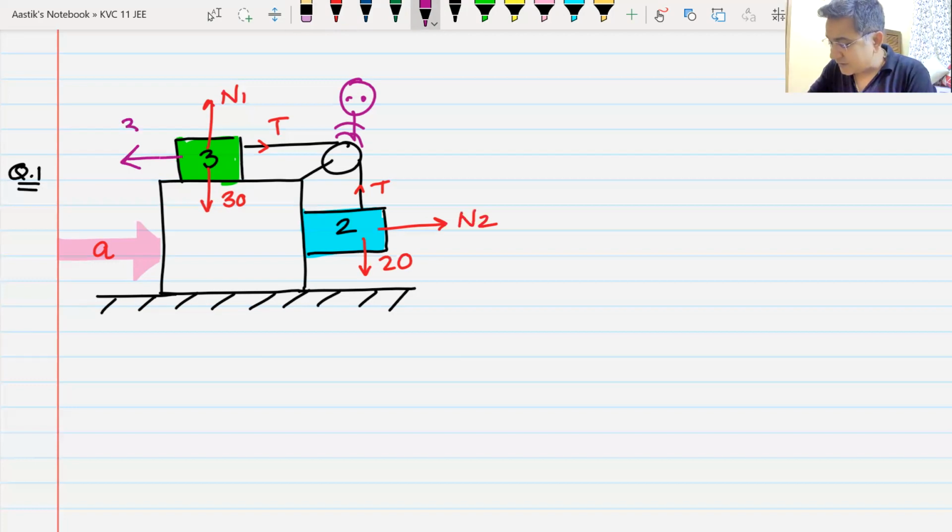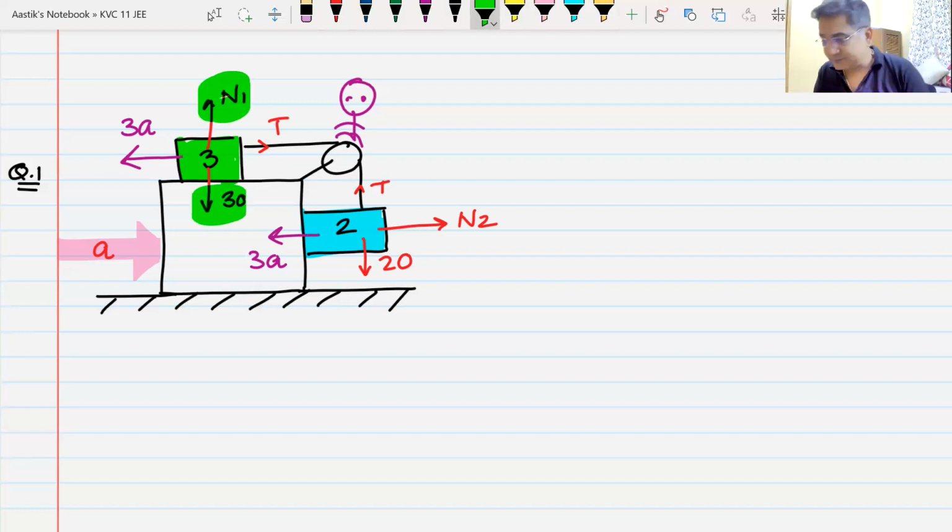So this will be 3 multiplied by A. 3 is mass, A is acceleration. On this block, it will be applied like this, 3A. Now remember, this block has to remain stationary, so forces must balance out. So your normal reaction N1 will be equal to 30. Then your pink equation, your T must be equal to 3A. Do we understand this?